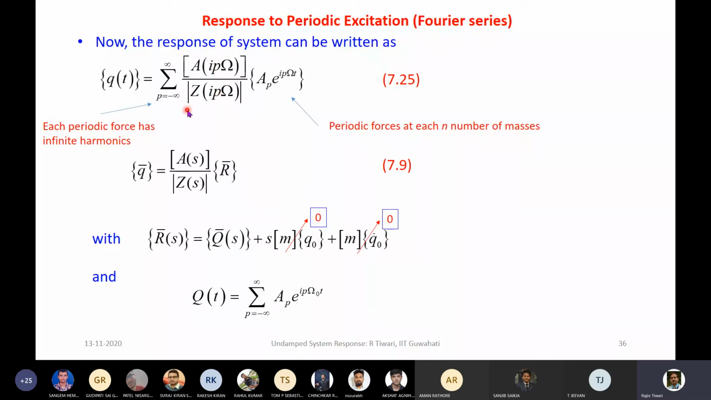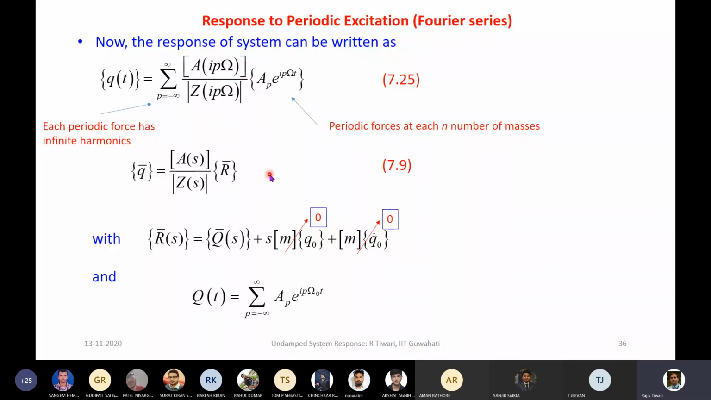So here, for all practical purposes, p will not be infinity, depending upon the type of force. We will see that if the amplitudes of the force are minimal or very small after some harmonics, we ignore those terms. So theoretically we can keep infinity, but practically after some harmonics we need to ignore those terms because the contribution of those forces will be less and less in the system.